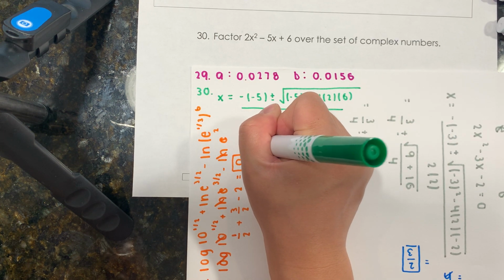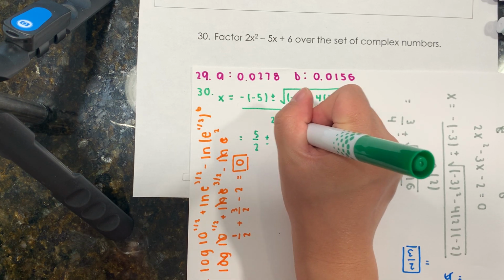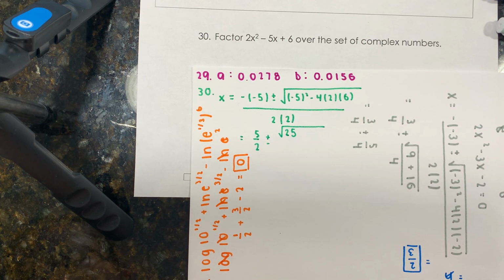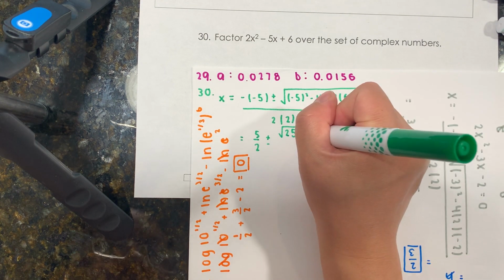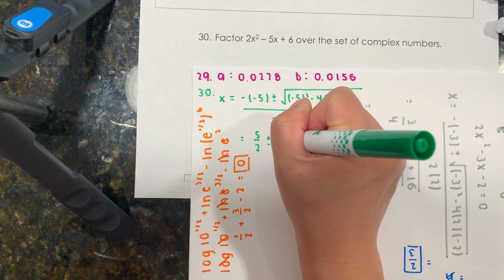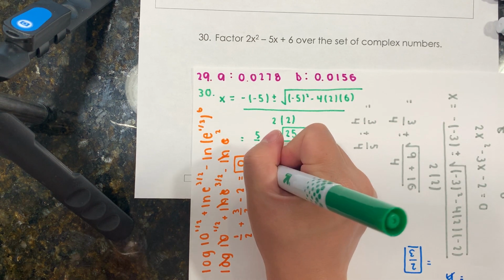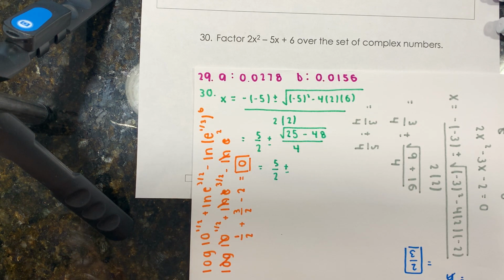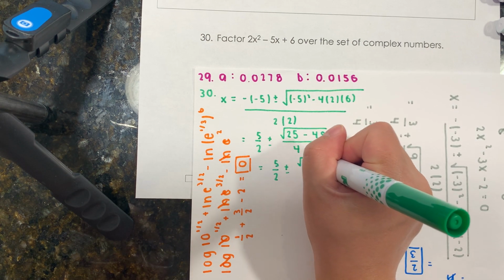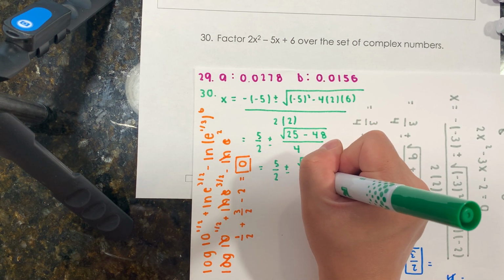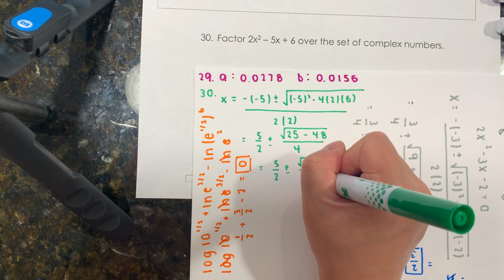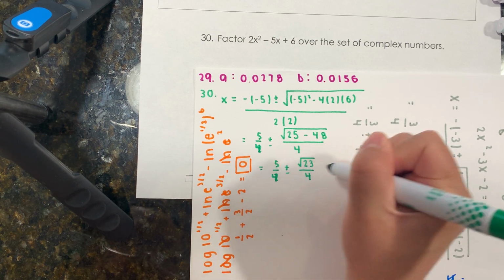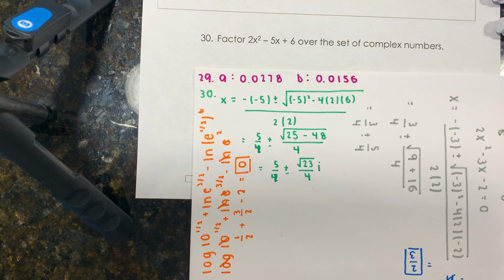So I'm going to get 5 over 2 plus or minus the square root of 25 minus 48 over 4. So that's going to be 5 over 2 plus or minus the square root of 23i over 4. Should be 5 over 4, not 2. And these are going to be your roots.